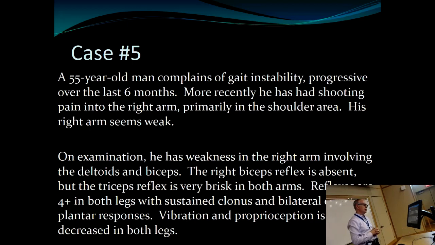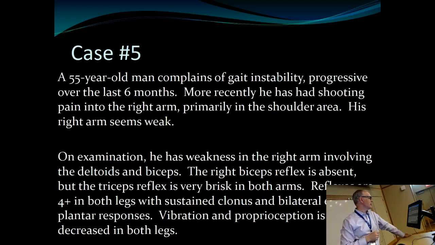On exam, he has weakness in the right arm involving the deltoids and biceps. Do those two muscles have something in common? It's not the same nerve, is it? Deltoids, what supplies deltoids? Axillary. What supplies the biceps? Musculocutaneous. So we don't want to put a lesion here and a lesion there of two separate nerves. So back up into the plexus and roots.